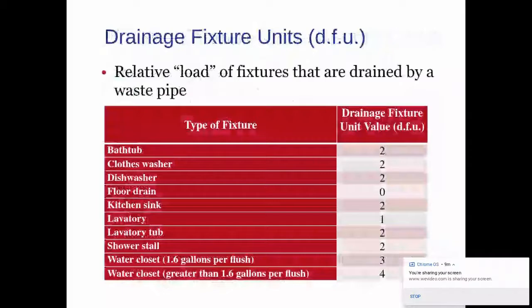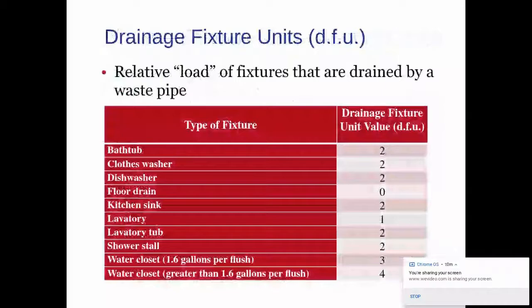So any bathtub, any clothes washer, or dishwasher is worth 2 drainage units. A floor drain, since it's almost never used, is 0. But a kitchen sink's used often enough that it's 2. A lavatory, so like your sink in your bathroom, is 1. A lavatory tub, so again, any kind of bigger tub that can have more stuff, is 2. A shower stall is 2. A water closet, so that's your toilet, is worth 3. And an older water closet that's not low flow is worth 4.